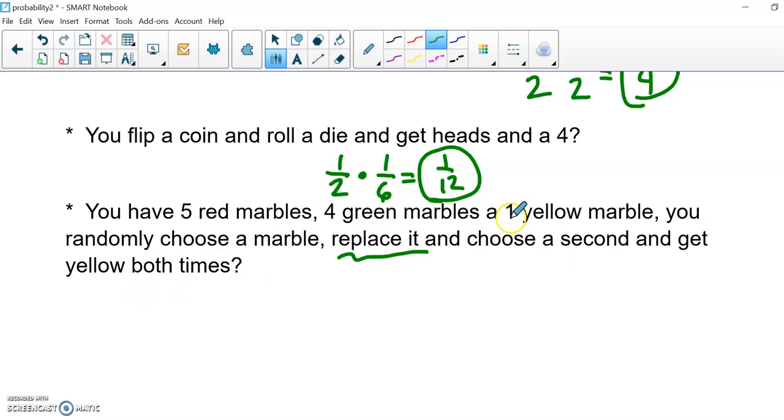So what's the probability you choose a yellow the first time? There's 1 yellow marble, and it looks like we have a total of 10 marbles. We put that marble back in. So how many yellow marbles do we have? We still have 1, and we still have 10 marbles total. So it looks like the probability that we'll get 2 yellow marbles is 1 out of 100.